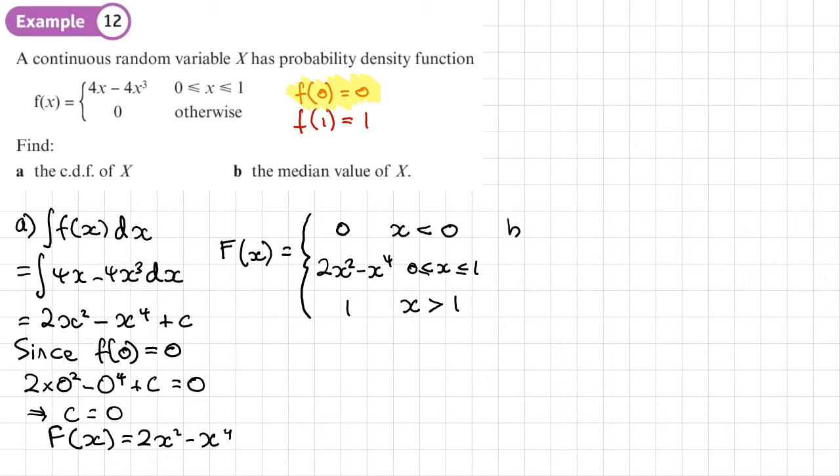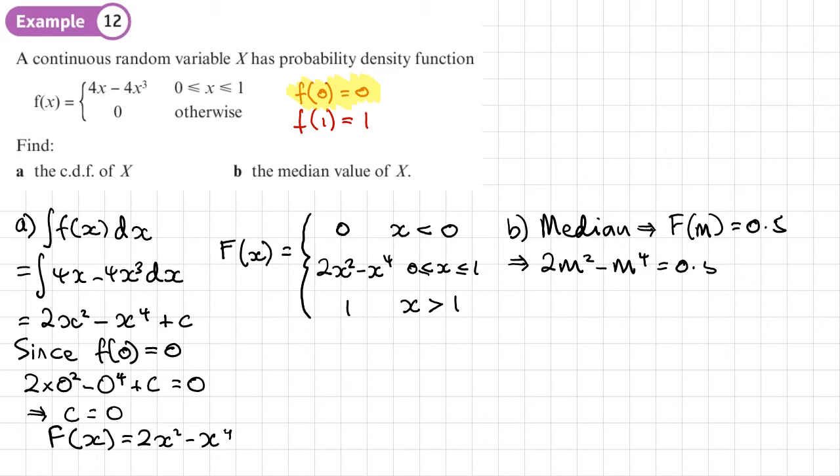Right, now we'll move on to part B. And part B is asking us to find the median value of x. Now remember, that's where the CDF of x is equal to 0.5. In other words, we get the median when F of x equals 0.5. Now, we should really use the letter m when we're talking about the median. So I'll put m, all of that. That just means that when I write the equation down, instead of writing 2x squared, I'll write 2m squared. Instead of x to the power 4, m to the power 4. And I want to know when this equals 0.5.